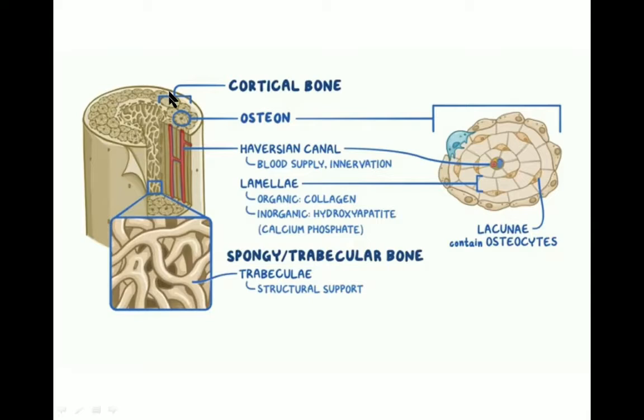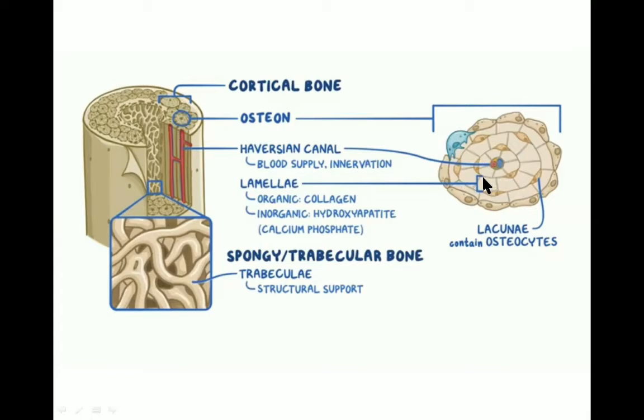And then the hard outer layer is made up of several osteons. All these are osteons. When we look at an osteon in detail, it looks like tree rings. The center part of the osteon is called the Haversian canal, which supplies the blood and the innervation. So this is the central part of the osteons of the cortical bone.